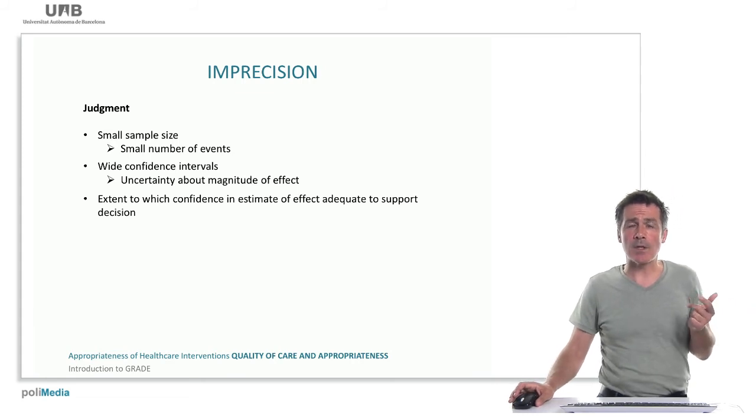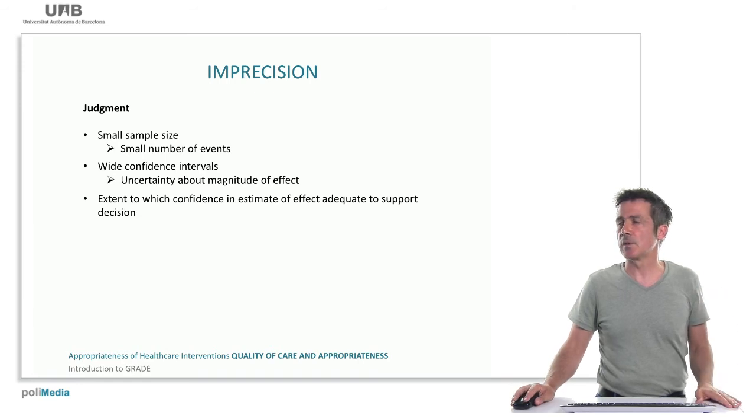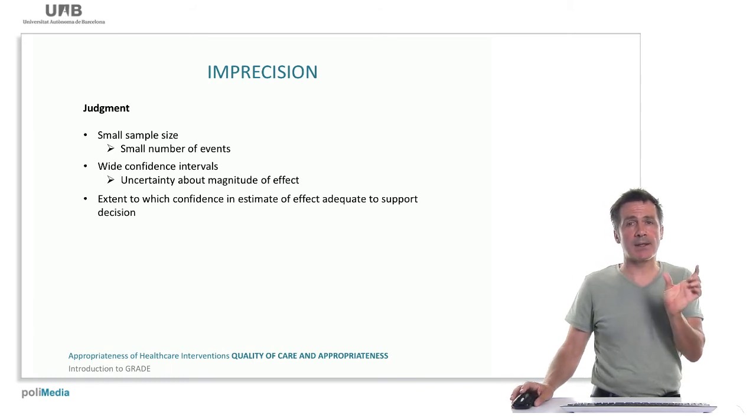And by looking at the confidence interval, we can also decide whether the confidence estimate, in the case of recommendations or decisions, is actually precise enough to support our recommendations. So, for example, if on one side of the confidence interval we would do a recommendation, but on the other side of the confidence interval we will take a different decision, that confidence interval is typically called imprecise.